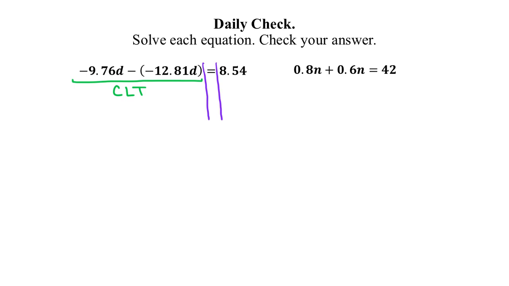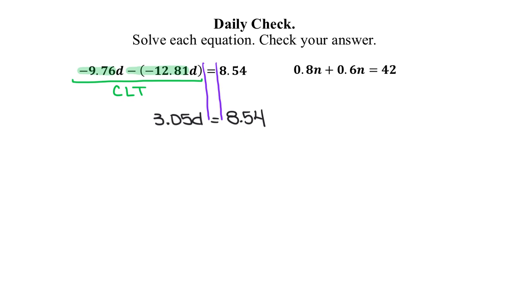In your calculator, just put this in your calculator. Notice what's highlighted. Not the D's, but the numbers and the signs. Put that in your calculator to combine it. And I believe I heard 3.05. Okay. So my equation is now 3.05D equals 8.54.